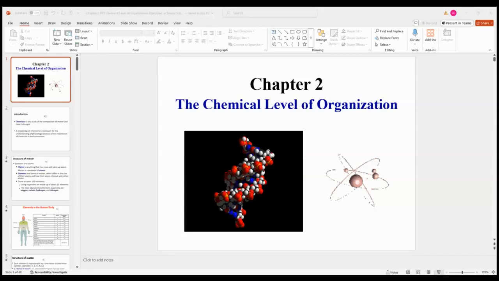And that's what much of this chapter is about. What is an atom, and what makes one atom different from another, and how do atoms interact with each other to form molecules? A molecule is just 2 or more atoms stuck together. How does that happen, and why does that happen?